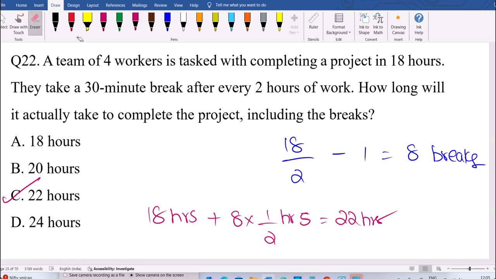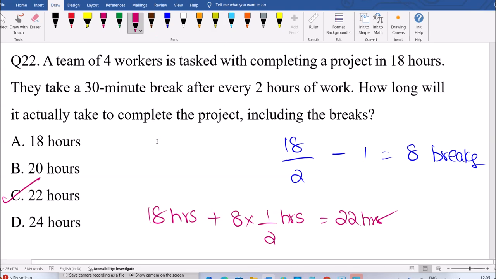Let's go with the next question. Option C, 22 hours. Minus 1, I hope you understand. If it's the same question with 38 hours, what should your answer be? Completing a project is 38 hours. Every 2 hours we are taking a 30 minute break. 38 hours means 18 breaks. Then what should be your answer? 38 plus 9, 47. Yes, 18 breaks.